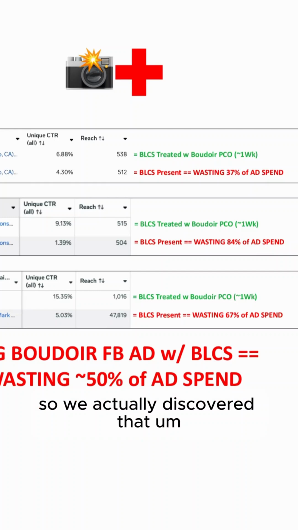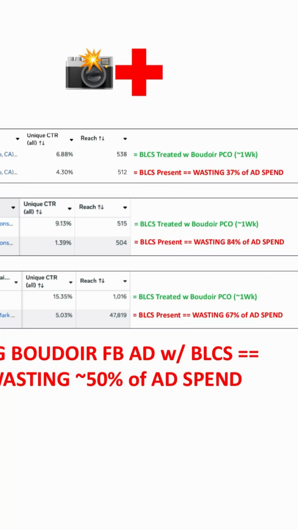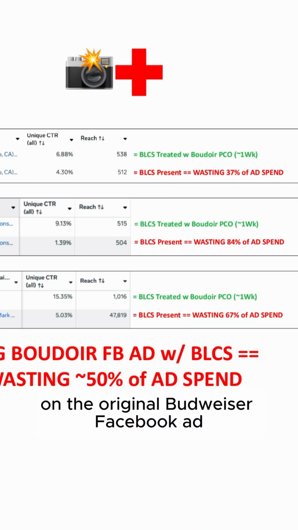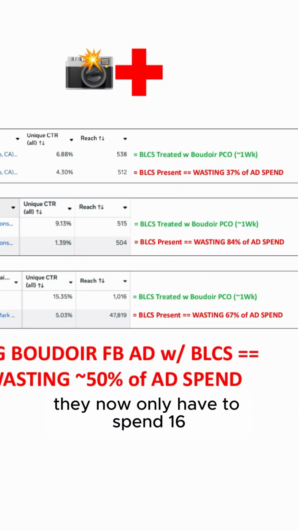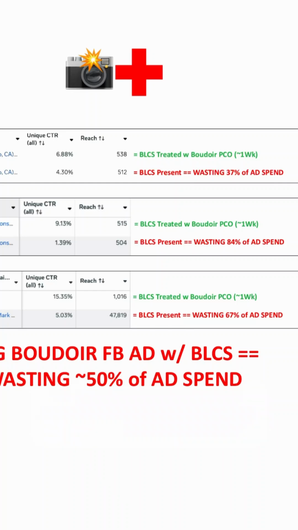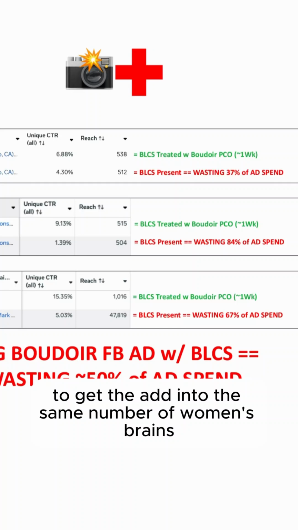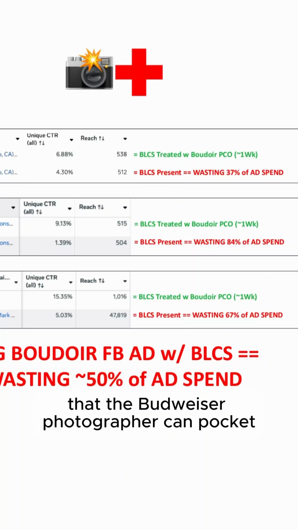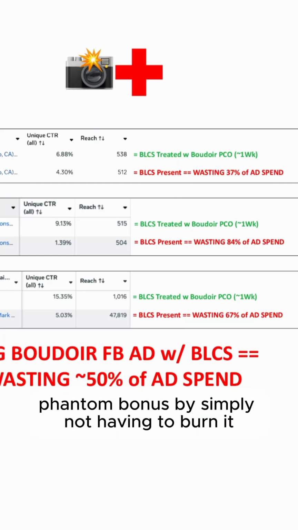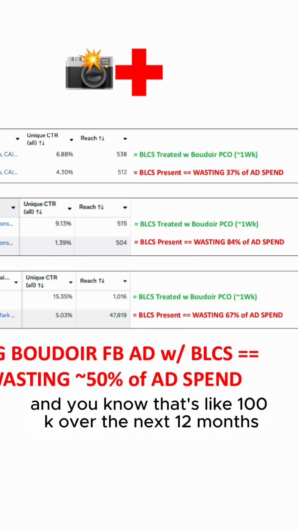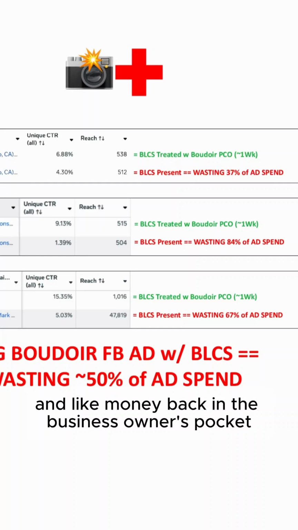So we actually discovered that the original was wasting 84% of ad spend. So if they're spending 10 grand a month on the original boudoir Facebook ad, they now only have to spend $1,600 a month on the boudoir Pico treated ad to get the ad into the same number of women's brains. So, massive efficiency here. So that's $8,400 a month, literally, that the boudoir photographer can pocket as kind of like a phantom profit, phantom bonus by simply not having to burn it. And that's like 100K over the next 12 months in money back in the business owner's pocket.